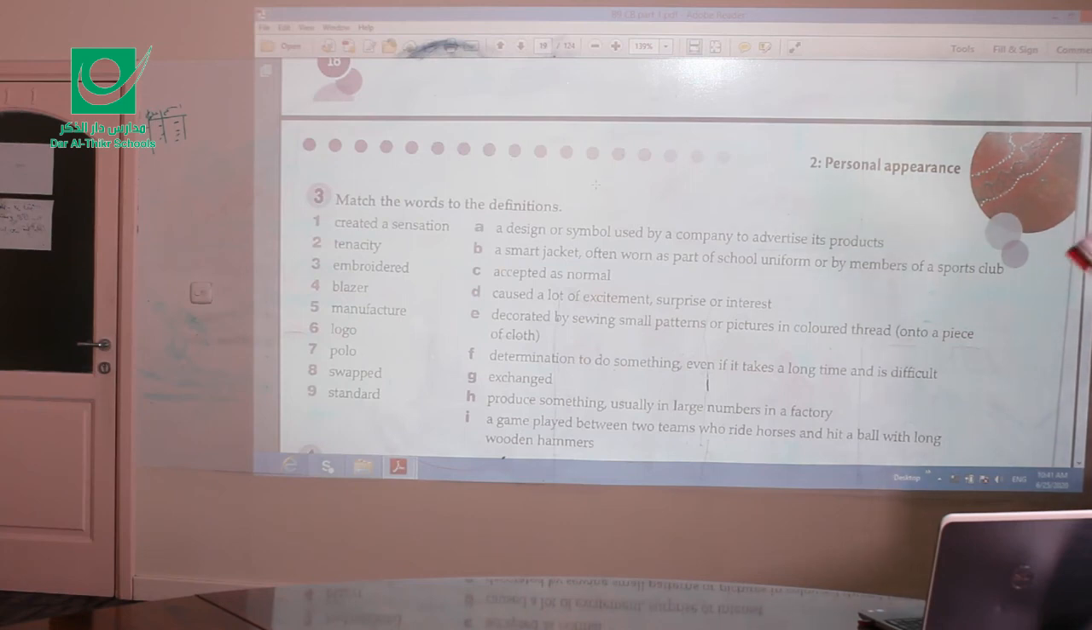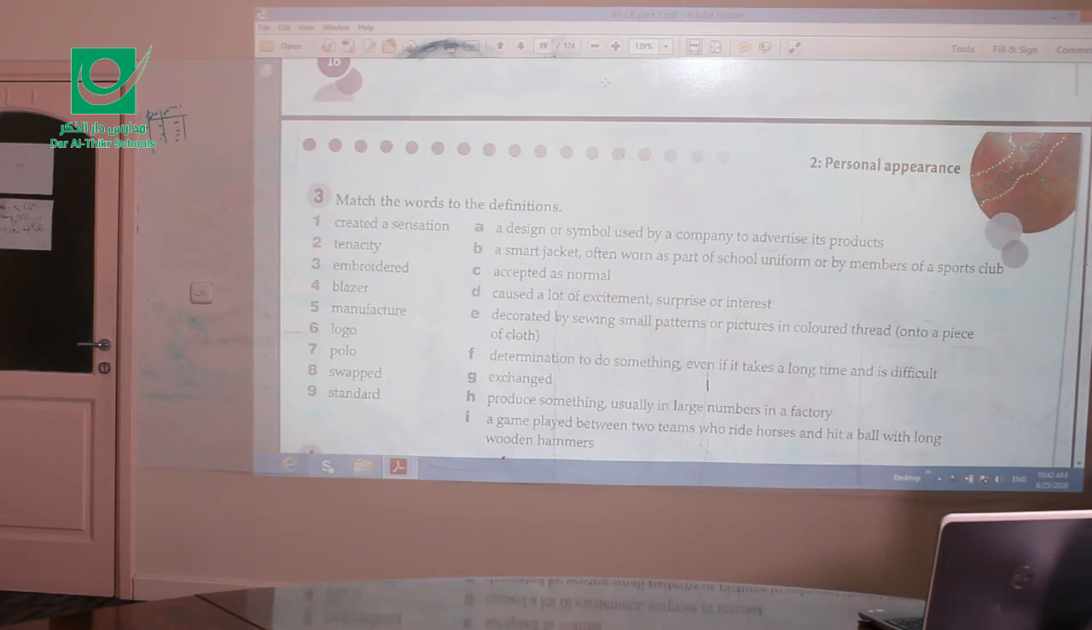Blazer, which was worn by him afterwards, and in the picture it is B, a smart jacket often worn as a part of school uniform. Also we have the manufacturer, and the one who works in that is called the manufacturer. Sometimes they give this name to the big companies. So it's H, produce something, usually in large numbers in a factory.